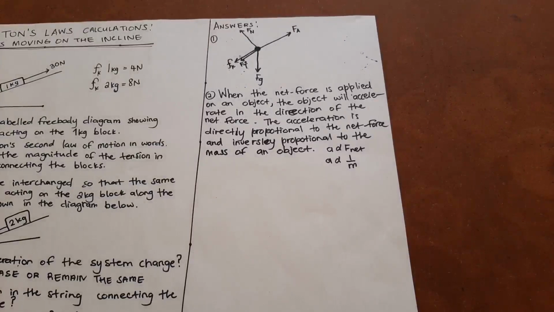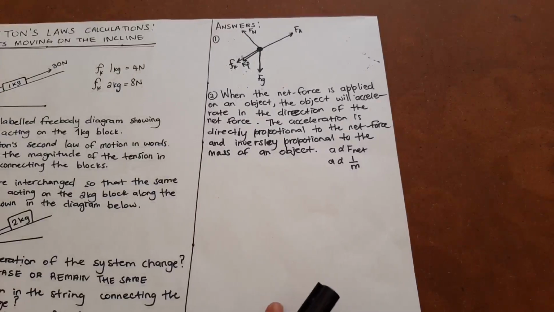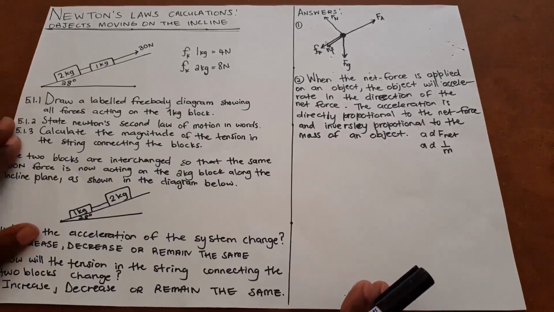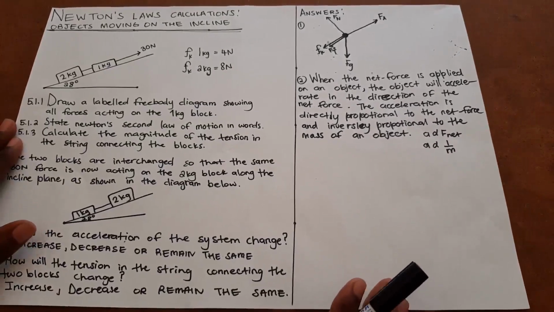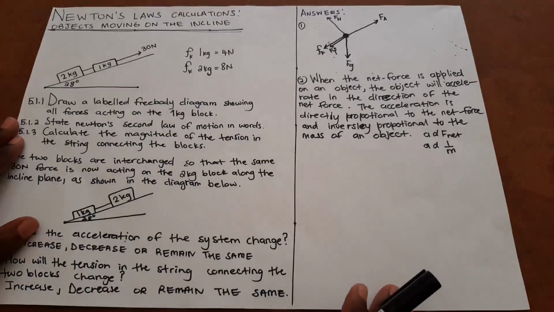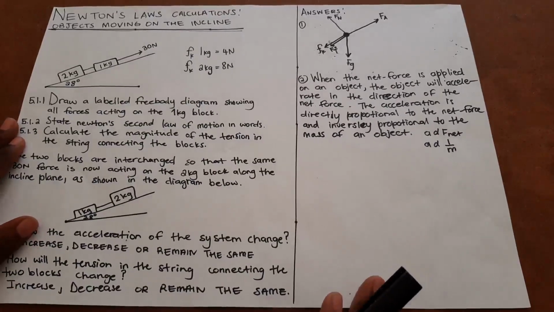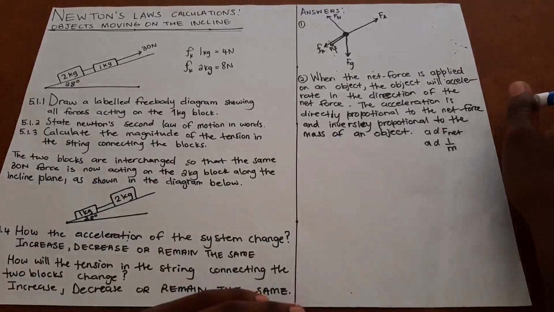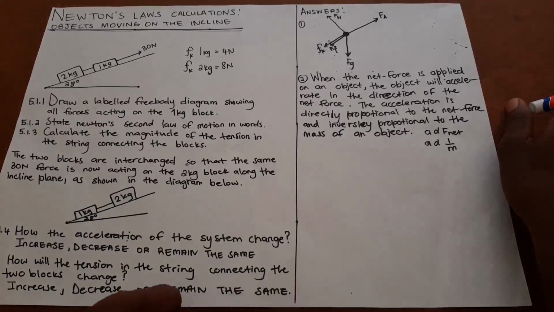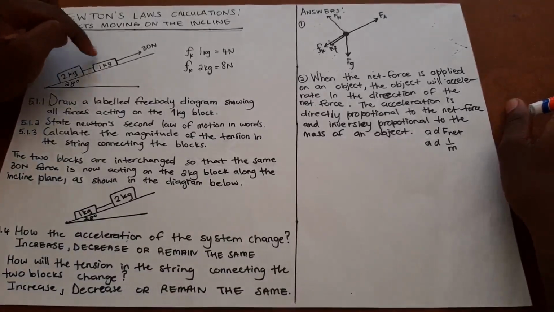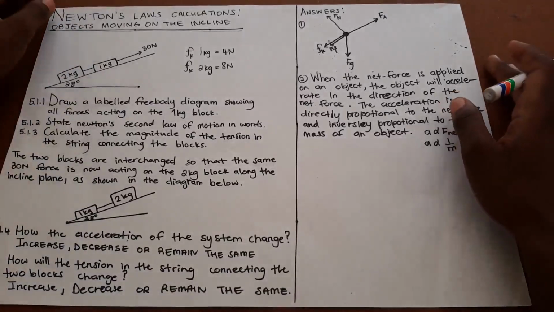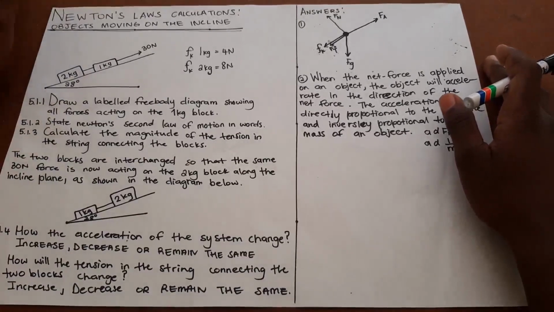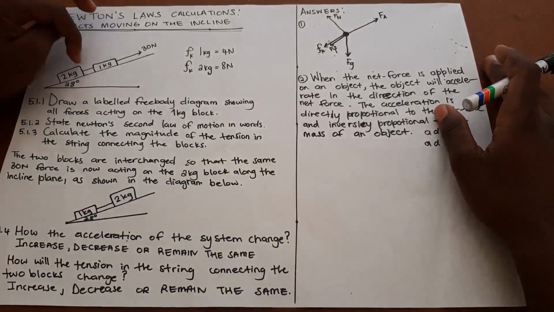Okay, so now they said calculate the magnitude of the tension in the string connecting the blocks. I have to calculate the magnitude of the tension, and mind you, the magnitude of the tension is the same here and here, between here and the 1 kg block.